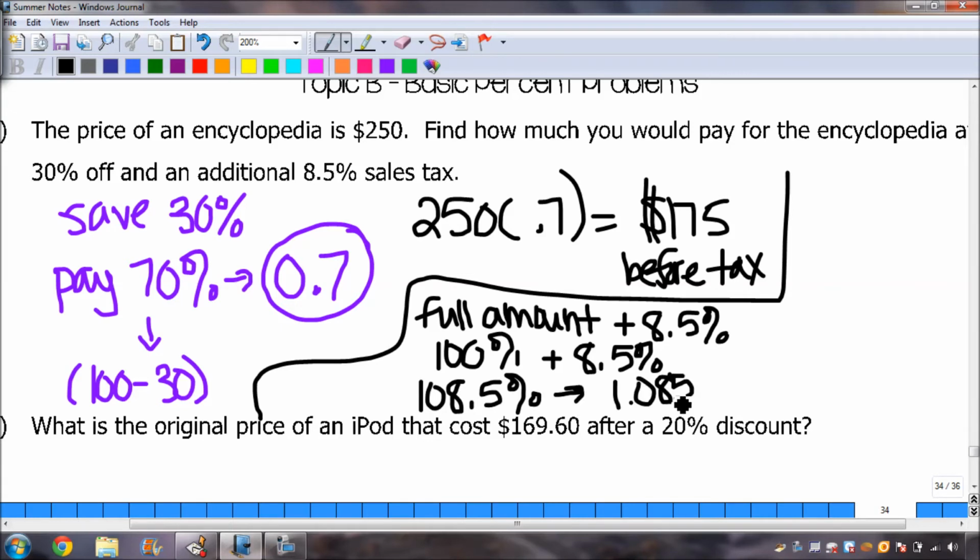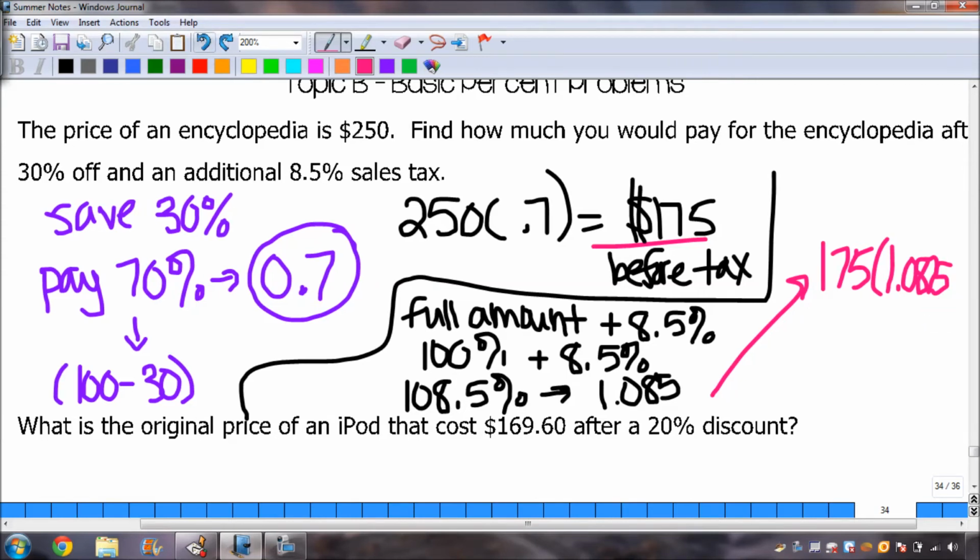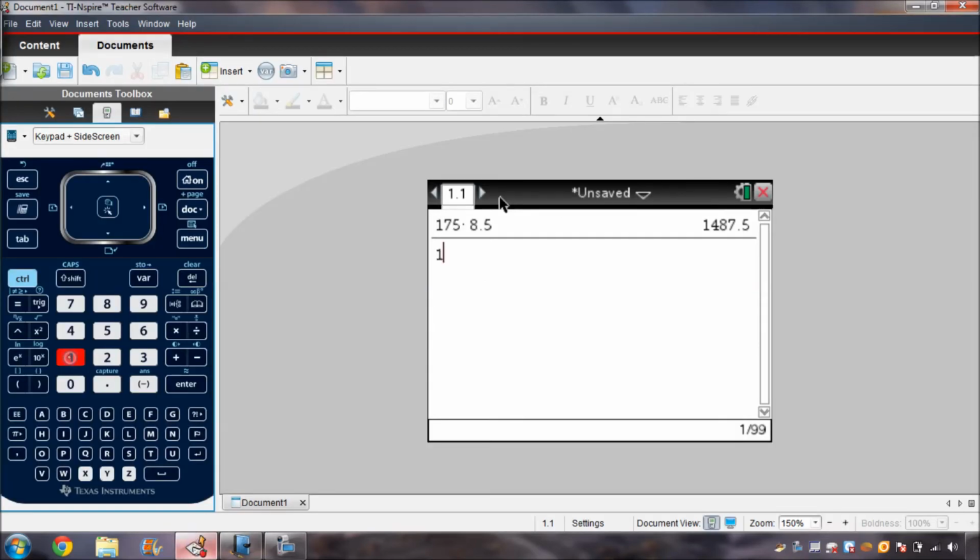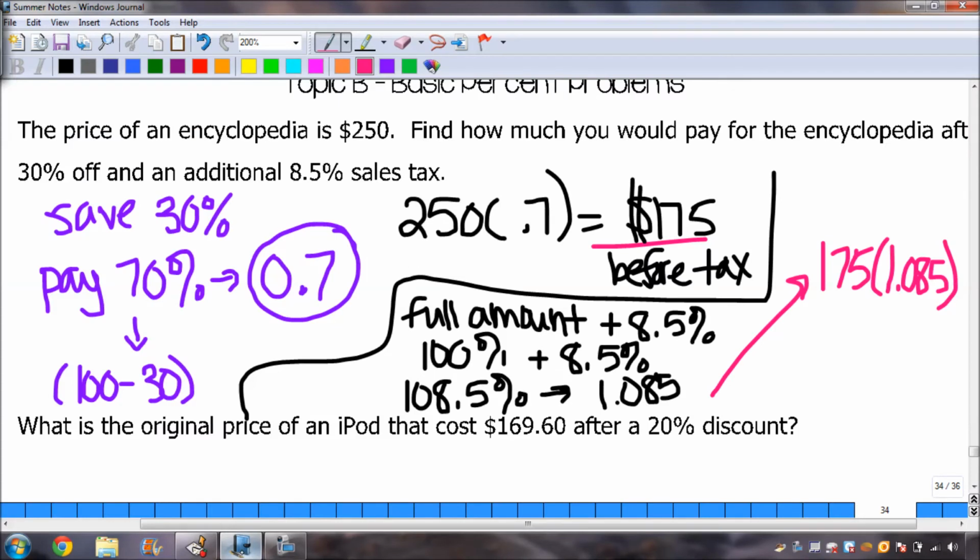So all I have to do is take my amount, which is $175 before tax, and multiply that by 1.085, excuse me. I should not have said 75. So 1.085, plug that into your calculator. 175 times 1.085, and you end up getting 189.875. Round that to the nearest cent, and you get the answer that you want, which is $189.88. So either way, you'll get the right answer.